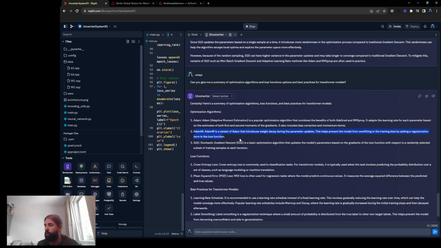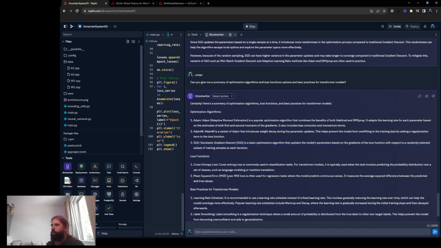Okay. I think I should just go with something very basic first, because those probably require a series of study sessions by themselves. It's a basic optimization that updates the model's parameters based on the gradients of the loss function with respect to a randomly selected subset of training samples at each iteration. Okay. So we should probably implement these.